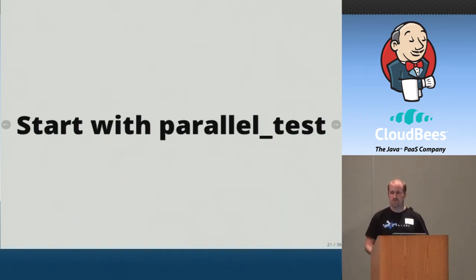Parallel test is a Ruby gem. There are plenty of other things, I'm sure, for all the other communities out there, which take your test suite, divide it into n blocks for the number of cores that you have, and run them all in parallel. This is great because it speeds up your test build, which you don't need when you're first starting out. But you do want this because it causes you to deal with inter-test dependencies a lot faster.